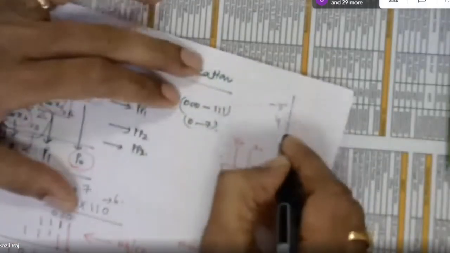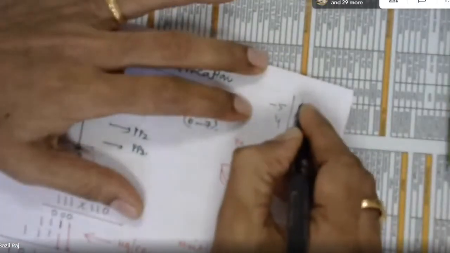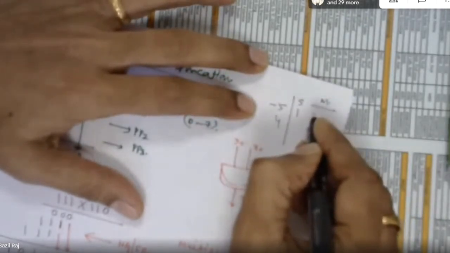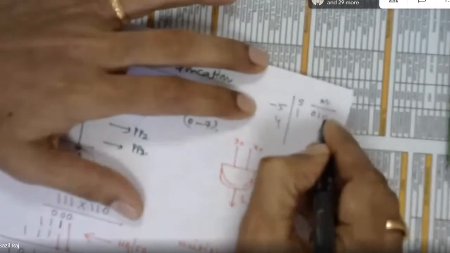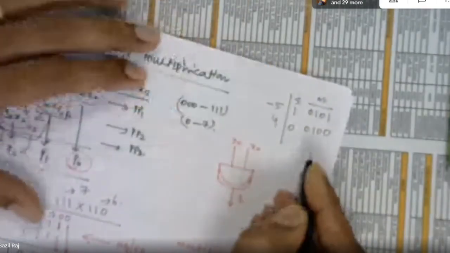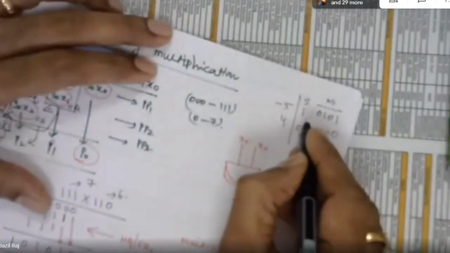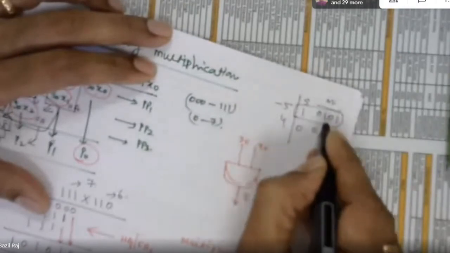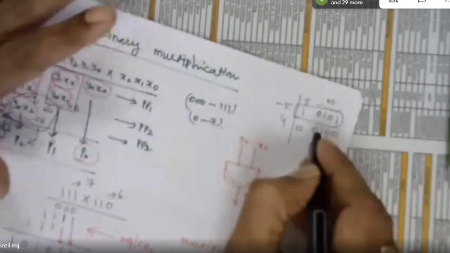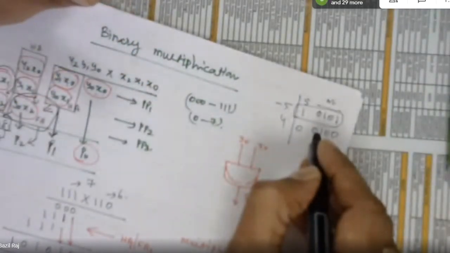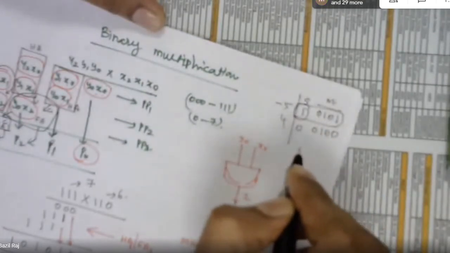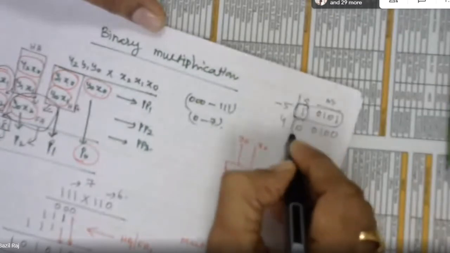When you want to deal with a signed number, 1 bit will be allotted for the sign and 4 bits will be for the magnitude. So in this case, 1 0 1 0 1 is the number, and in this case, 0 0 1 0 0 is the number. That means your -5 will be represented by 1 0 1 0 1, and you are informed that it is a signed number. So the first bit will represent only the sign. Here X sign is 1, Y sign is 0.